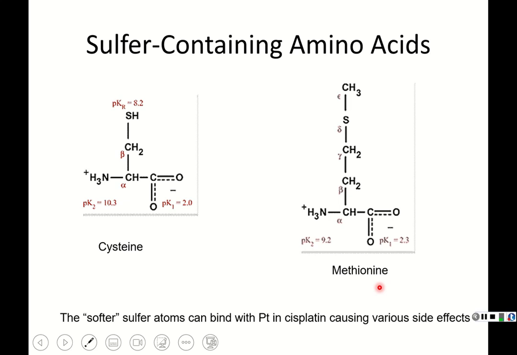Sulfur-containing amino acids can actually cause side effects with cisplatin, and that's because we have softer sulfur atoms that combine with the softer platinum in cisplatin, and that just causes some of the side effects with the drug.